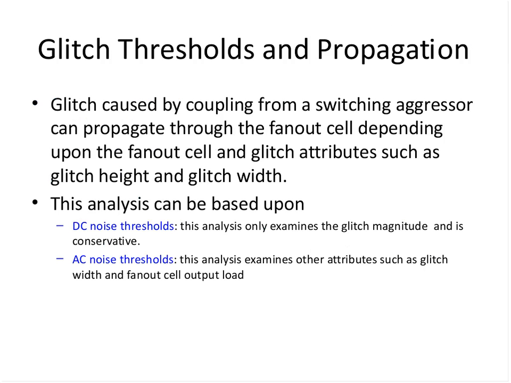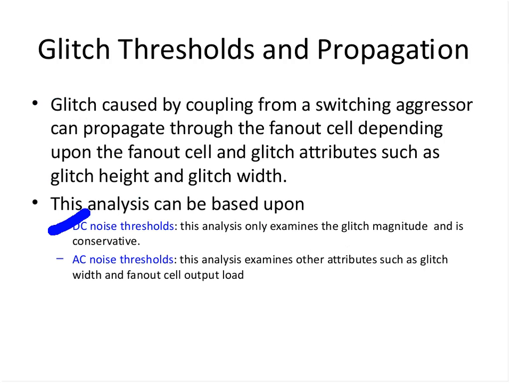The glitch caused by coupling from an aggressor can propagate through the cell depending on the fanout cell and the glitch attributes such as glitch height and glitch width. There are two analyses that are performed here. One is the DC noise analysis. DC noise thresholds: this analysis only examines the glitch magnitude. So it just takes into account the glitch height.